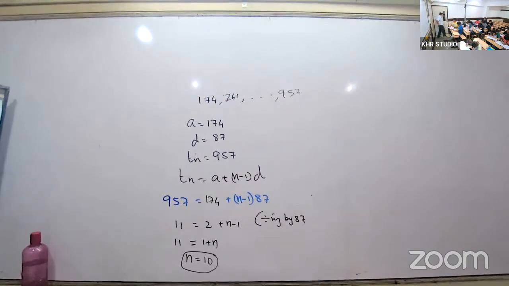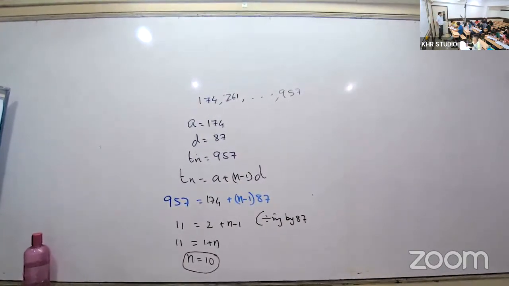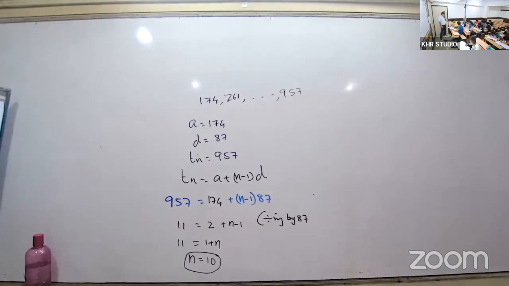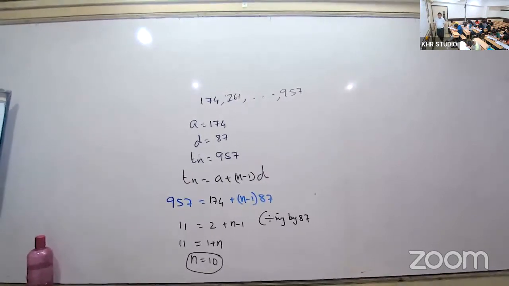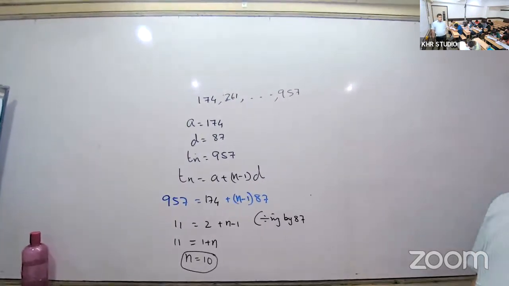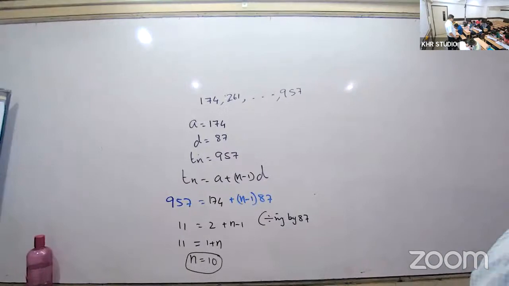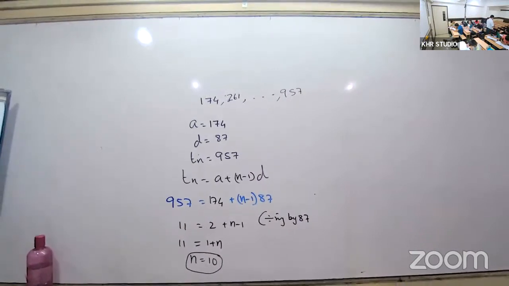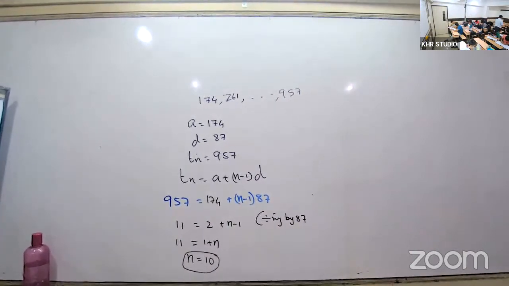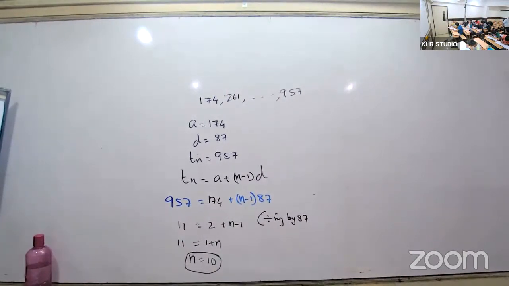So you do it, simple. Think and do it. What's the answer? Start with 300 now. Start between 300 and 800. Between 300 and 800, which numbers are divisible by 15? Do it and show it to me.